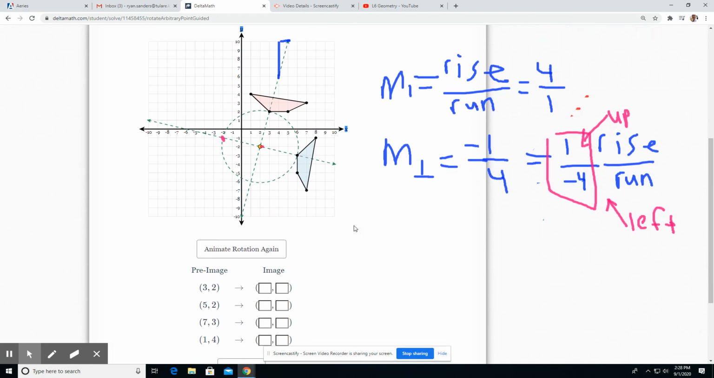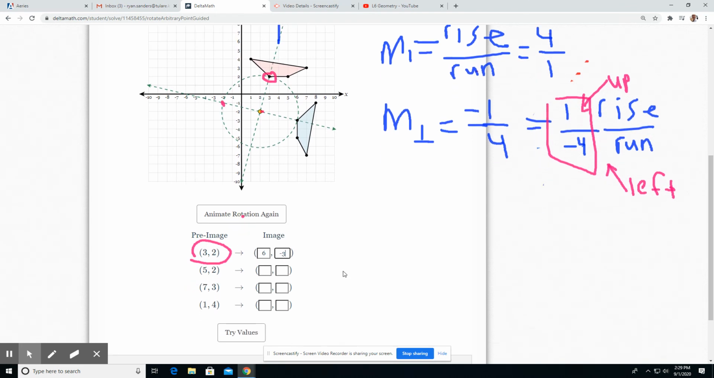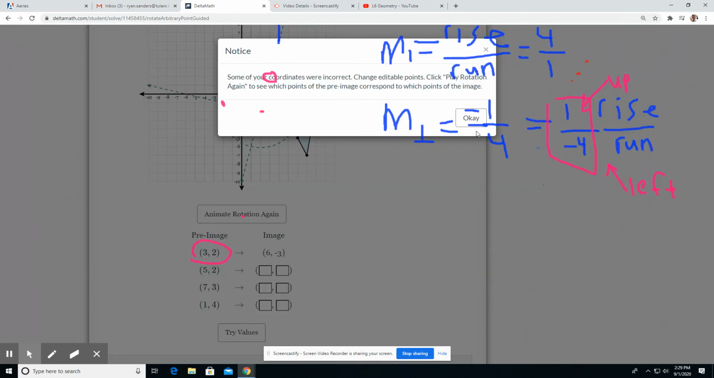And then I'll just go ahead and do one of these. So let's do the first one right here. (3, 2), (3, 2). That's the one on the line of rotation. Just remember, you can always animate it and it will lock in so you can follow it. It's that one. So (3, 2) becomes x is 6, y is -3. And then let's just check our work on this one. And we've gotten that one right.